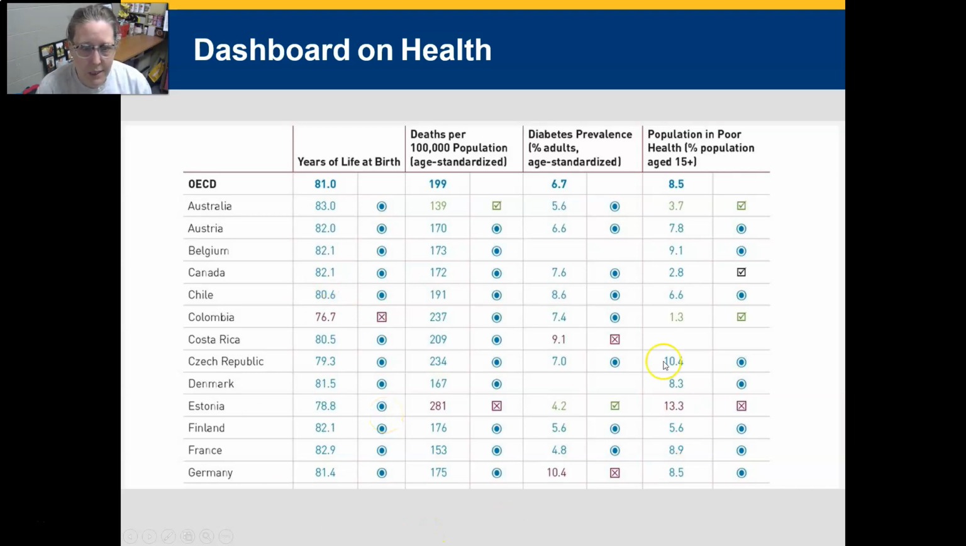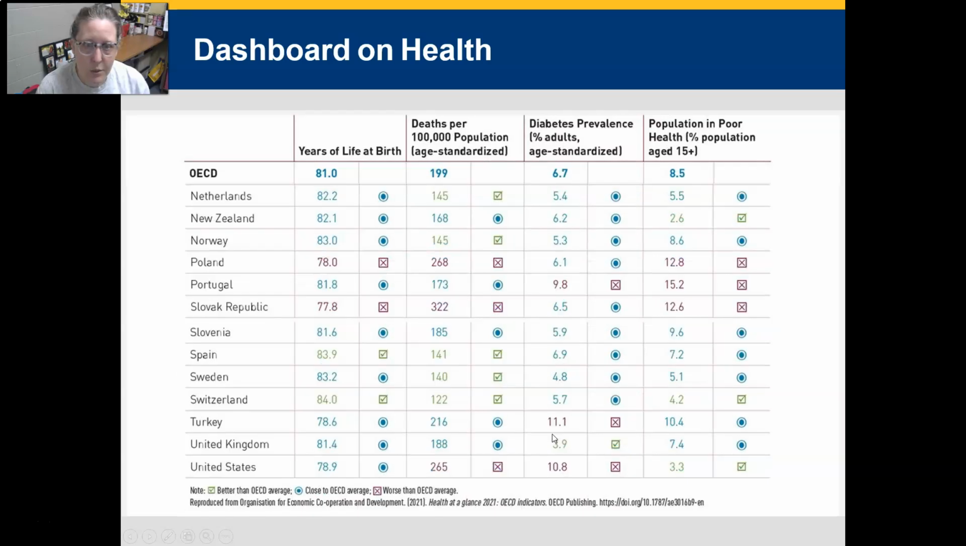You can see some of this other data, but let's go see what the U.S. is. For the U.S., years of life at birth is 78.9. So our life expectancy is close to the OECD average, but below.